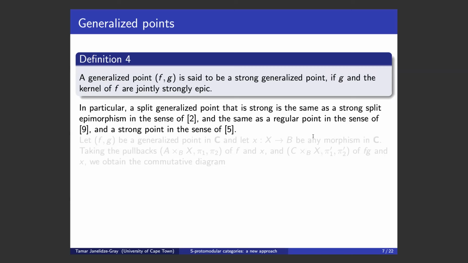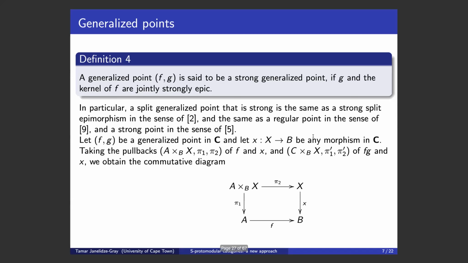isomorphism. This notion, as I said, relates to the notion of strong point in the sense of Bourn, and I've just put in some references. So a split generalized point which is strong is the same as a strong split epimorphism in the sense of Bourn, and it's also known as a regular point and also a strong point. So now the next thing that we're going to need is to define a pullback of a generalized point along some morphism.